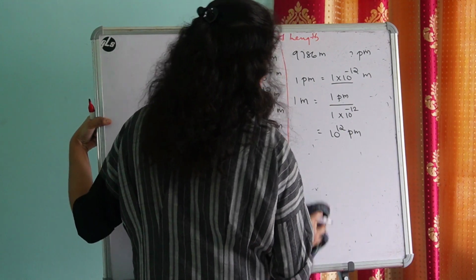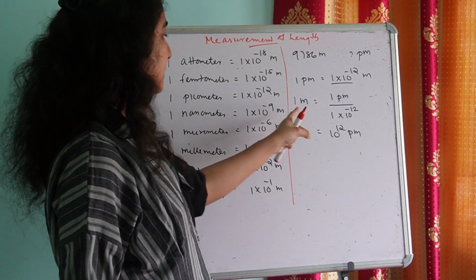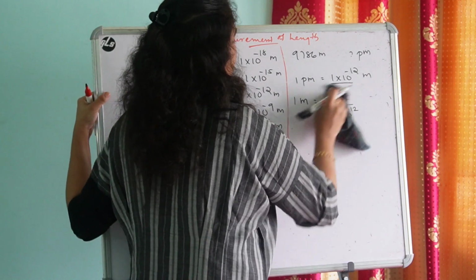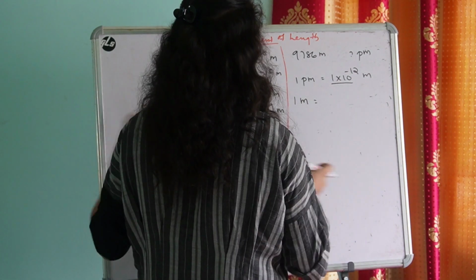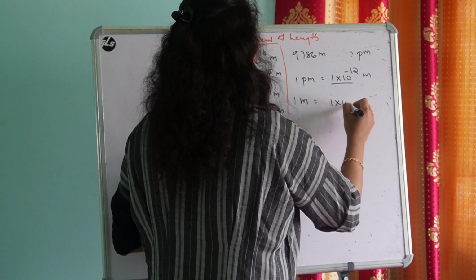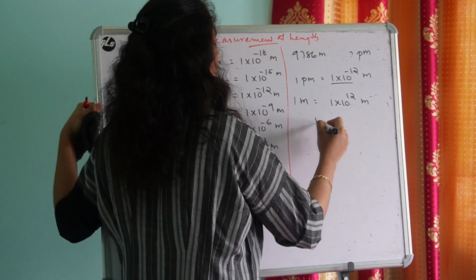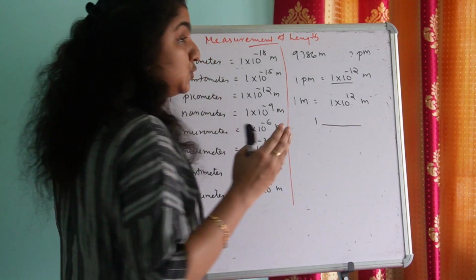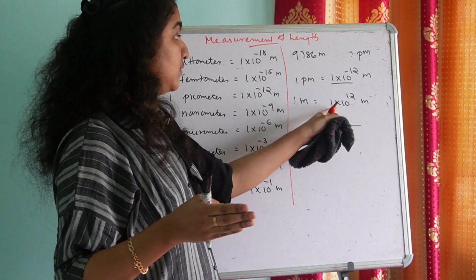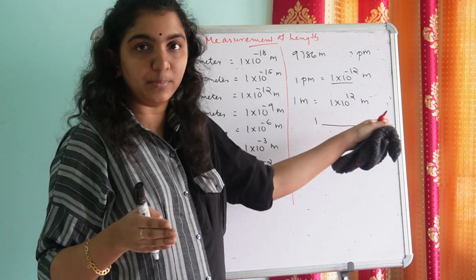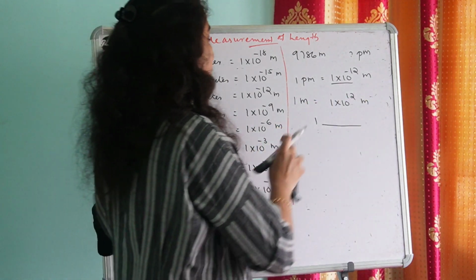Yes. So I got the answer, that is 1 meter is equal to 10 power 12 picometer. So 1 meter is equal to 1 into 10 power 12 picometer. Yes. Is it clear? Yes. What does it mean? 1 followed by 12 zeros. 1 into 10 power 12 means 1 followed by 12 zeros. Is it clear? Yes.